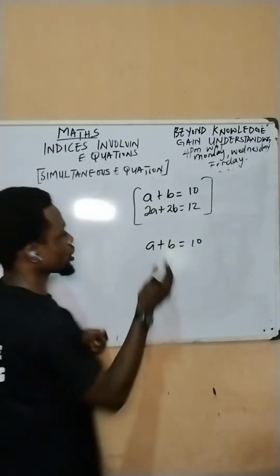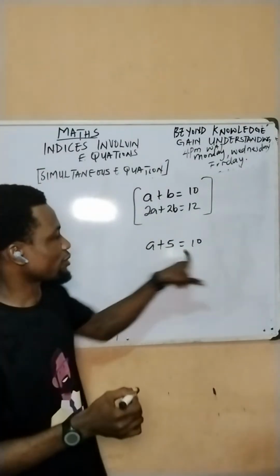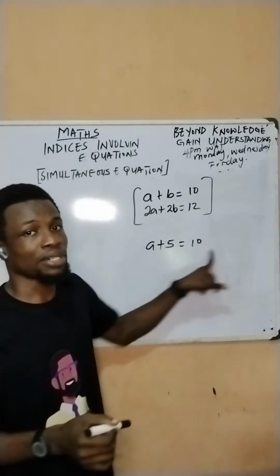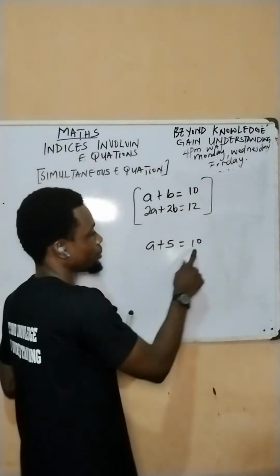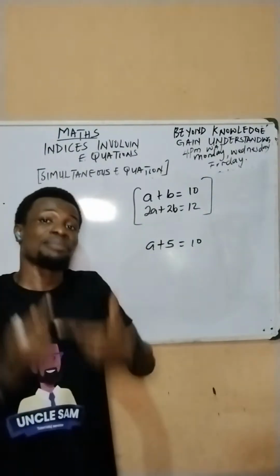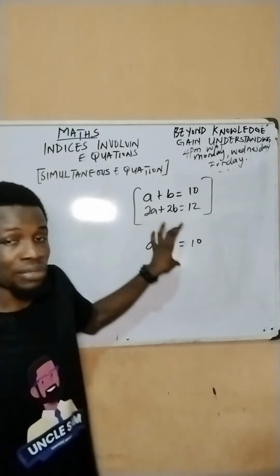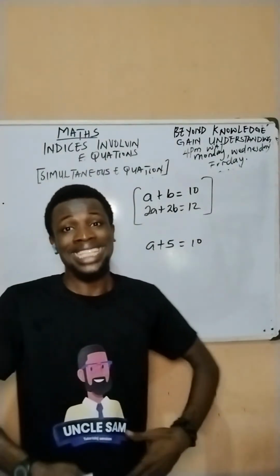Because if this were just a plus, let's say, 5, I would be able to subtract 5 from both sides. And if I subtract 5 from both sides, I have that a will now be equal to 10 minus 5, which is 5. And if I plug a equals 5 back into this given expression, it's going to give me 5 plus 5, and that will be equal to 10. That means that it is satisfied.